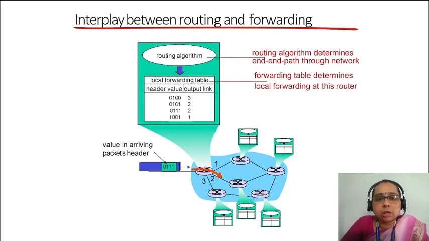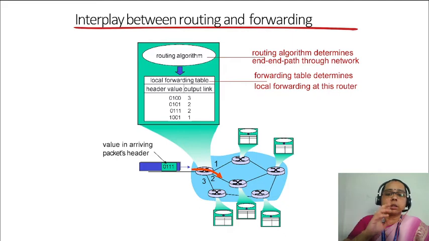The router uses some of the routing algorithms to determine the end-to-end path through the network. Then we use a local forwarding table. In this local forwarding table, information like source IP address, destination IP address and the path label is stored, and the header value and output link will be in hexadecimal format.